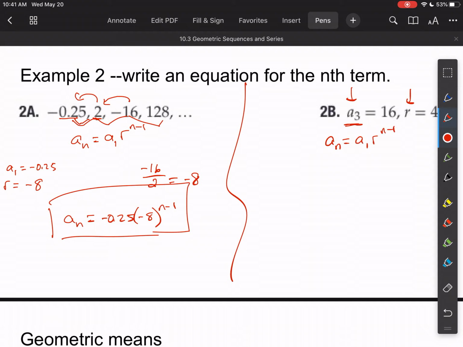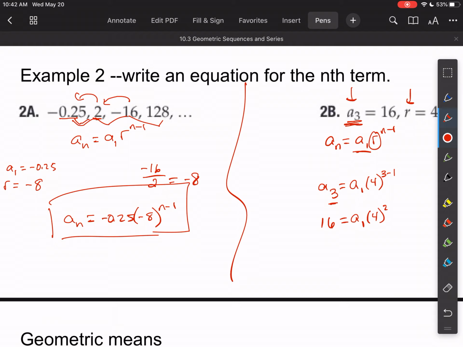Okay, and then the parts that I know r, but I need to find a sub 1. So to find a sub 1, I can use the fact that I have a sub 3 to figure it out. I can say, okay, a sub 3 is equal to a sub 1 times the common ratio, which is 4, all to the, see, I replaced n with 3 here, so it would be 3 minus 1. Okay, since I know what a sub 3 is, the third term, I know the third term is 16, so I can say 16 is equal to the first term multiplied by 4 to the second power.